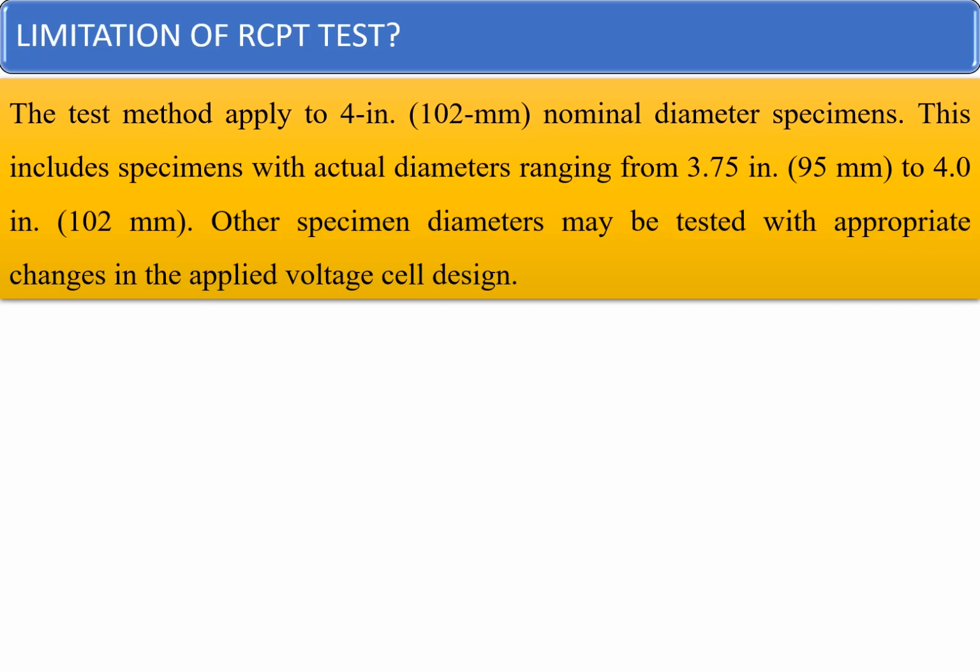The limitations of an RCPT test are: the test method applies to 102 millimeter nominal diameter specimens only. This includes specimens with actual diameter ranging from 3.75 inches or 95 millimeters to 4 inches, that is 102 millimeters. Other specimen diameters may be tested with appropriate changes in the applied voltage and cell design. That means it needs to be redesigned as far as the applied or differential voltage requirement is concerned.